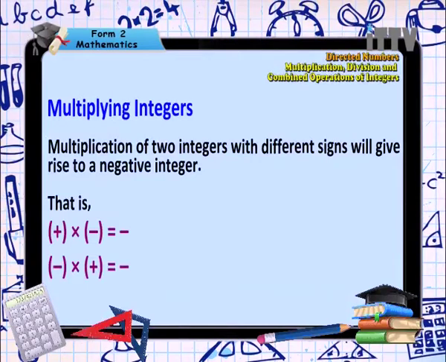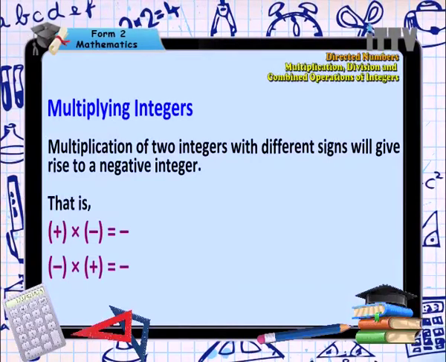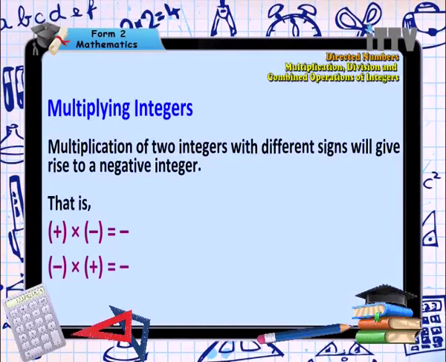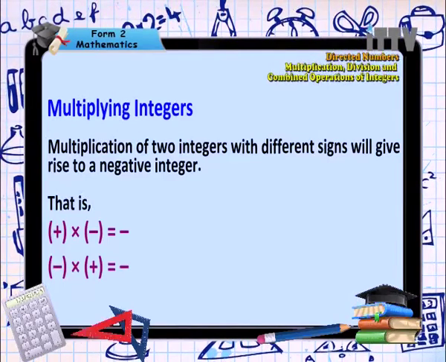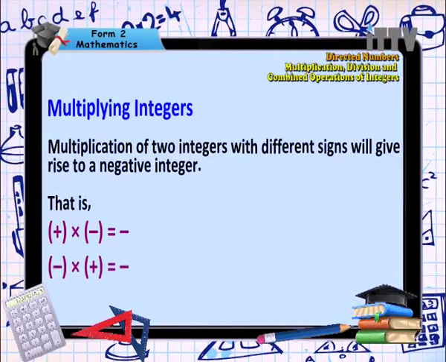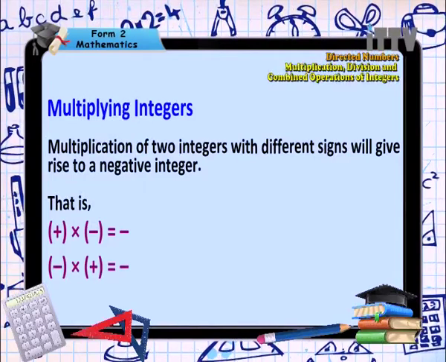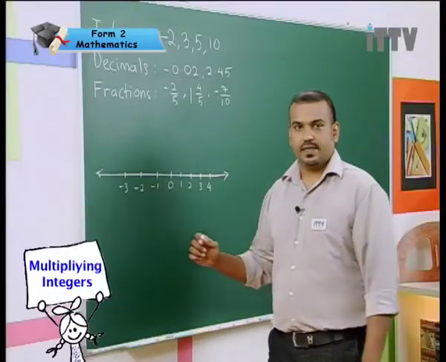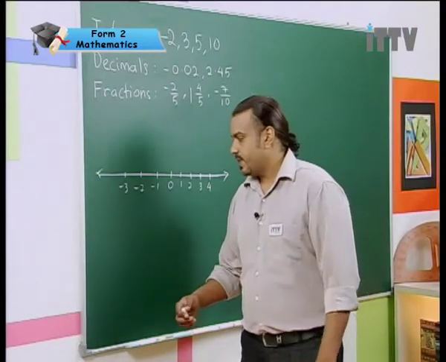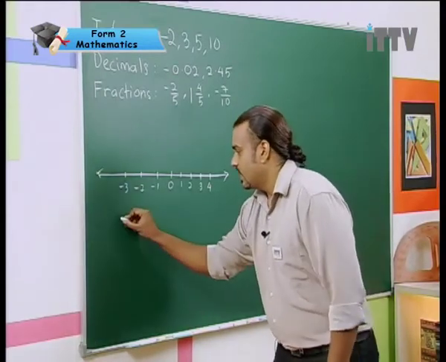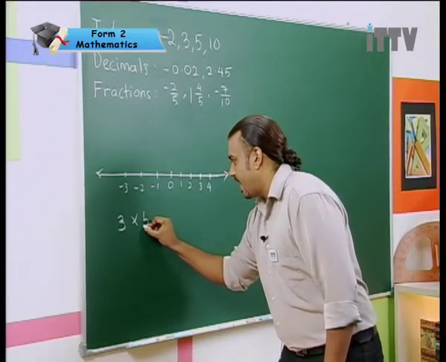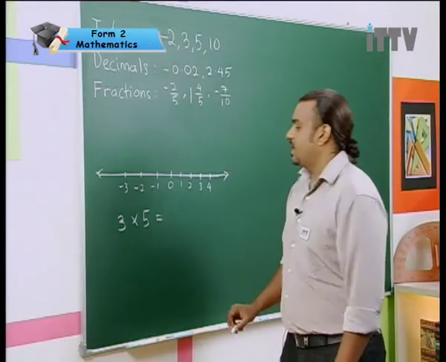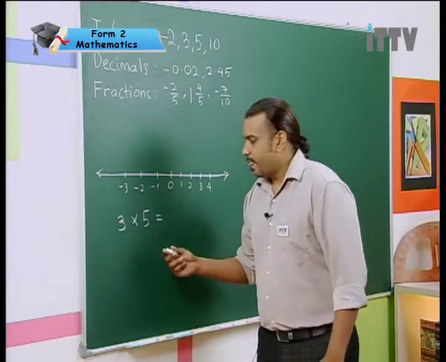That is, a positive integer multiplied by a negative integer or a negative integer multiplied by a positive integer, both will give us a negative number as the answer. Let's see an example now to understand that fact. Say for example, 3 times 5. It's a simple question.